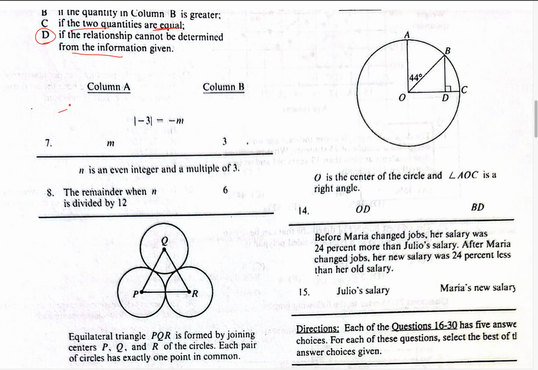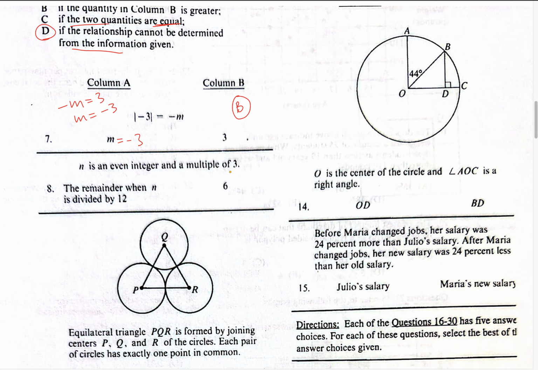So I can say that negative m is equal to 3 because the absolute value of negative 3 would be 3. Or I can say m is equal to negative 3. So this is negative 3 and this is 3. I have to compare these two quantities. Obviously 3 is greater, so I would say B is greater, right? Or B is the answer. Because the quantity in column B is greater, so I would select B.